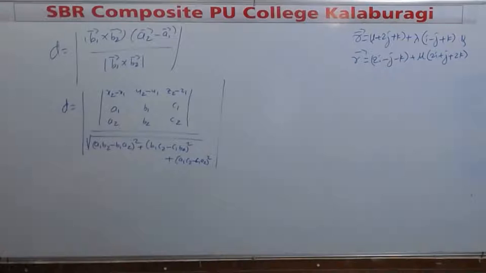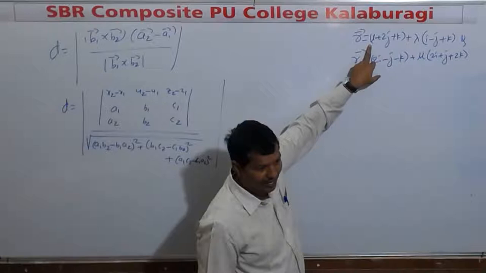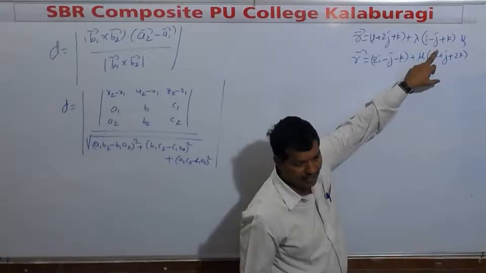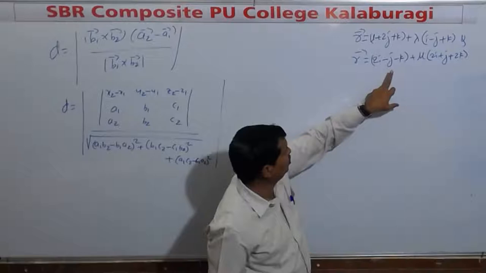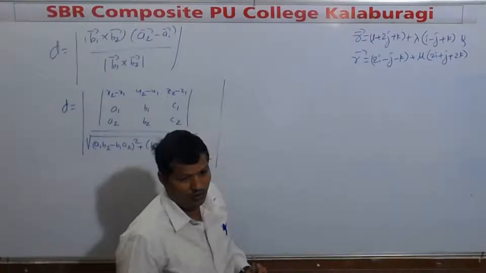Okay, for three marks they will ask this question. Here, what does this equation represent? This is the line passing through the point whose position vector is i plus 2j plus k and parallel to the vector i minus j plus k. And this equation 2 is a line passing through the point whose position vector is 2i minus j minus k and parallel to the vector 2i plus j plus 2k. First you have to write the formula.